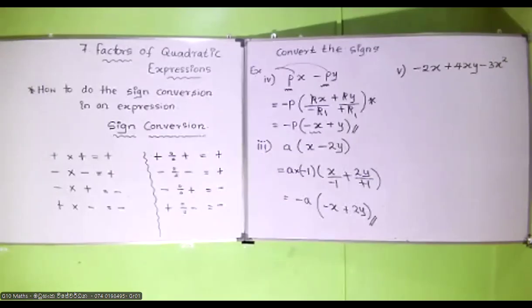Janita, here you have to take the common term out with the p. If you want to do the sign conversion, the thing that you need to understand is, you need to take negative 1 out, negative sign out from the bracket with the common term.